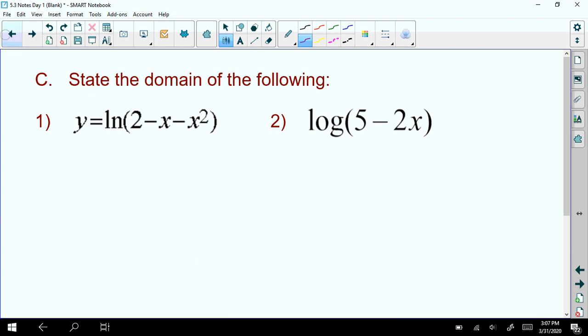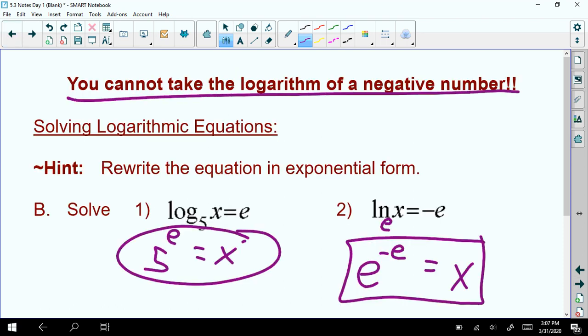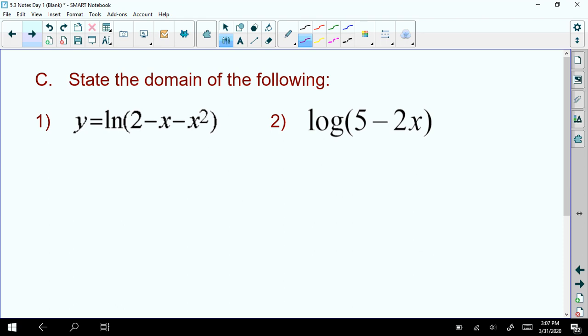So, like we just said, you cannot take the log of a negative number. That's the domain. The log part right here, the parentheses, cannot be negative. So 2 minus x squared cannot be negative, which means it has to be greater than 0. It also cannot equal 0, so we'll always just do greater than 0.